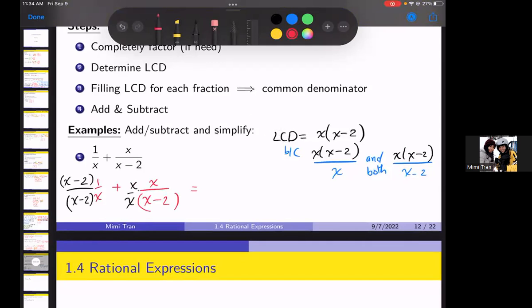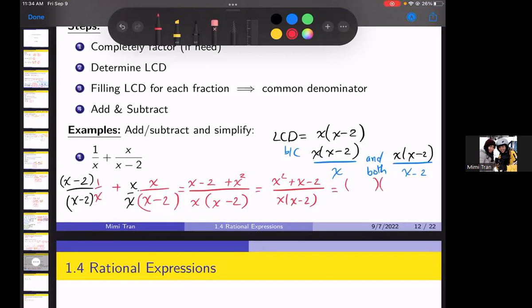Now all you do is keep the denominator and multiply across the numerator. So x minus 2 times 1 is still x minus 2, plus x squared. If I were you, I'd write this in descending order. Don't distribute the bottom, leave it like that. You may be able to simplify it, maybe not. If not, it's fine.